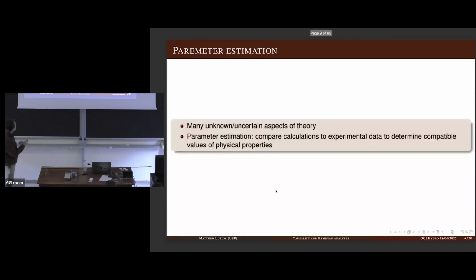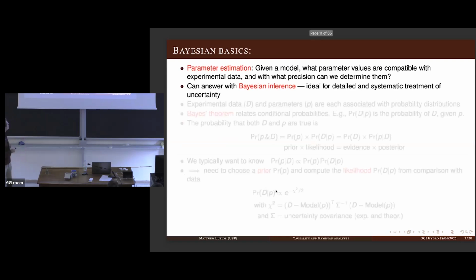That's just to motivate this whole idea that we have many things that we don't know that we would like to know. So I want to embark on this endeavor of parameter estimation, where we want to compare calculations to experimental data to determine values of these physical properties, but in particular, including a systematic treatment of uncertainty. So that's where this Bayesian inference comes from.